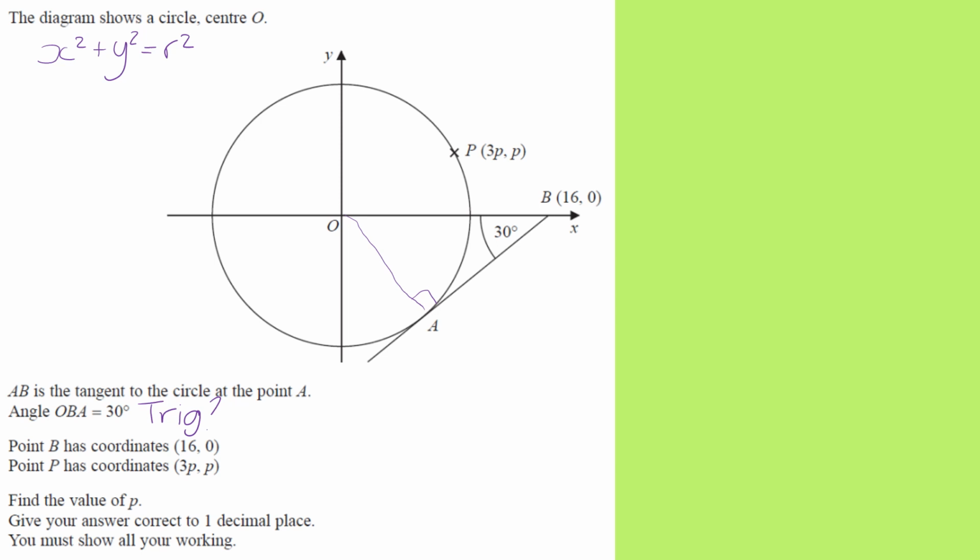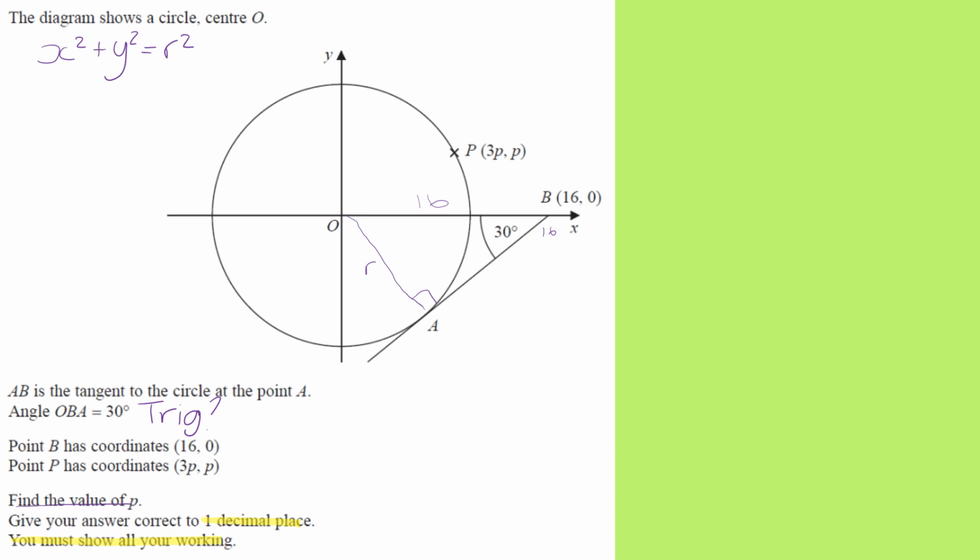Moving on then, point B has the coordinates 16, 0. So this is the point 16 here. The length from here to here is 16. This is our radius. And point P has the coordinates 3p, p. Find the value of p. So this is what we're trying to find. And some key points here as well. Give your answer to one decimal place and you must show all your working. So this is a calculator question, but it is asking us to show all of our working.